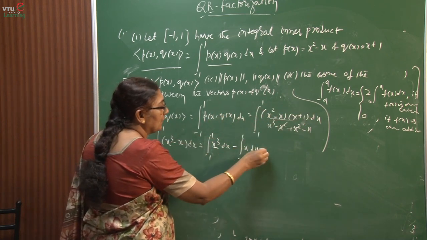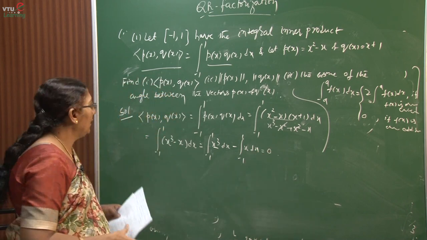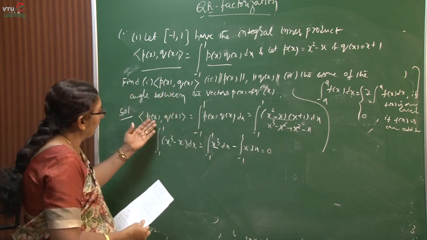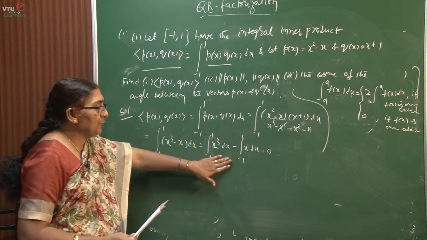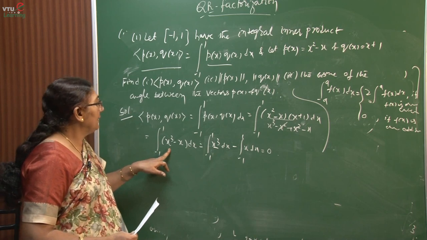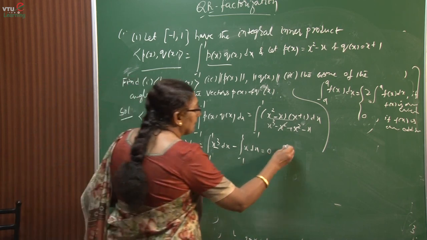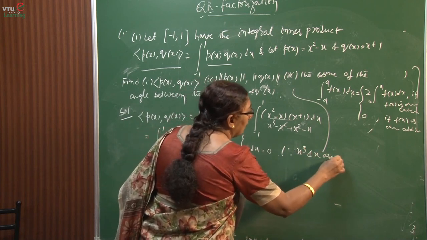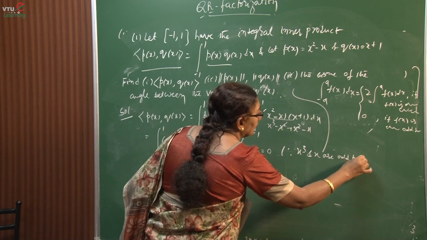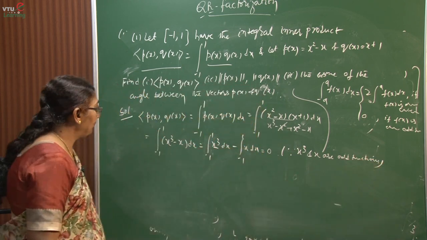x is an odd function. Therefore, both the functions are odd functions. From the definite integral property, the inner product of p of x and q of x is 0. Or, if you are confused by this method, you write it, directly integrate, apply the limits, and we get the same answer. Since x cube and x are odd functions, you must ensure to mention it, odd functions, okay.